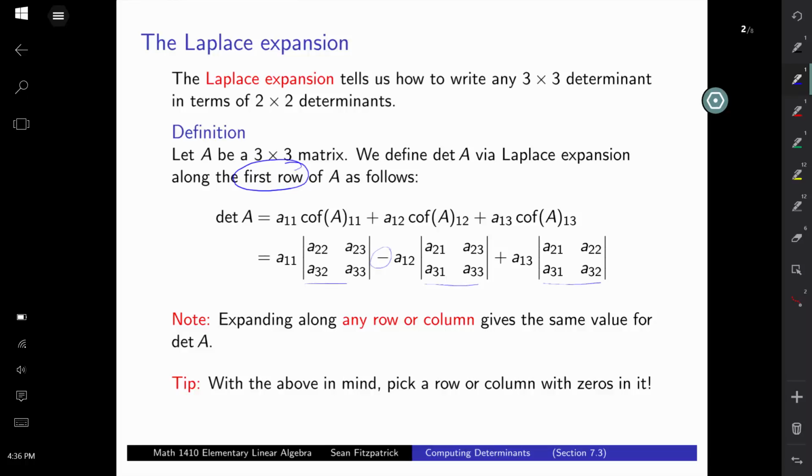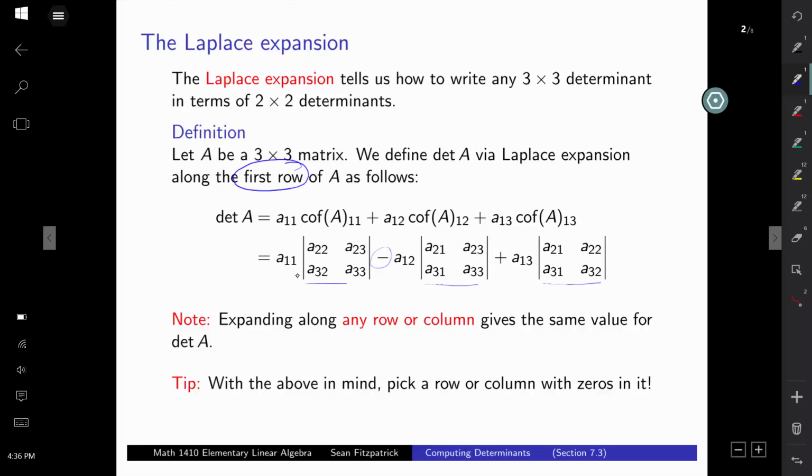But one of the theorems, and this theorem is due to Laplace, states that although this is the definition, you can actually choose any row or column you want, and you can expand along that row or column, and you will always get the same value for the determinant no matter which row or column you choose. And because of that, if you're going to do a determinant via this cofactor expansion, you would be wise to pick a row or column that has one or more zeros in it.